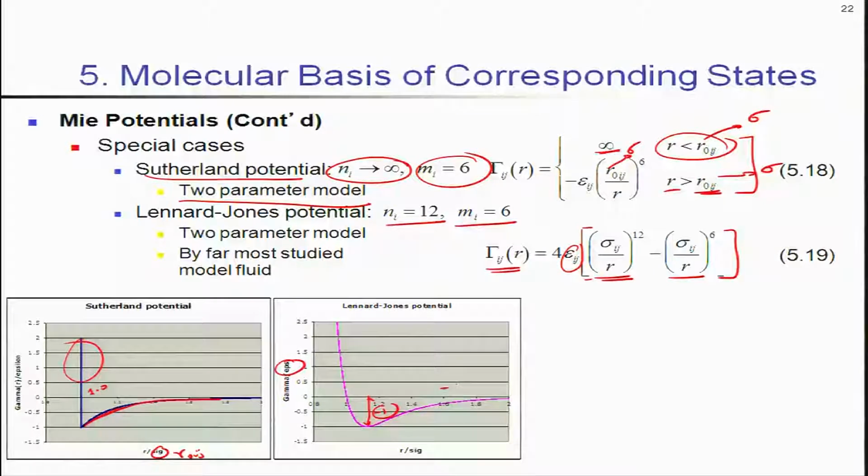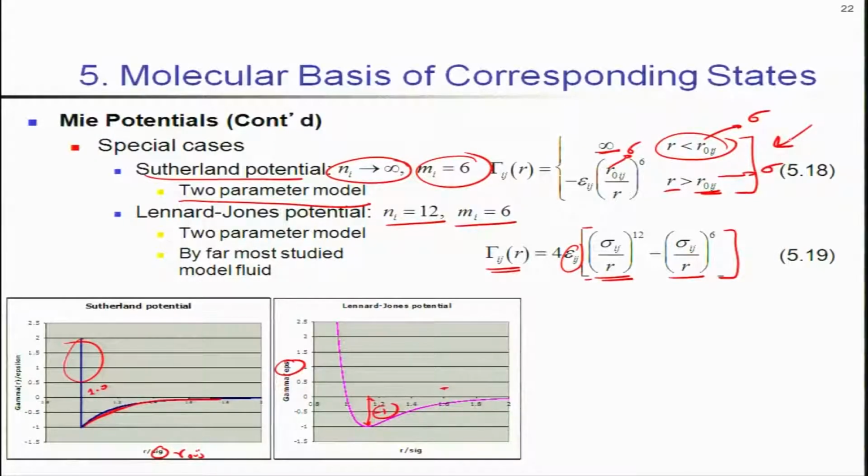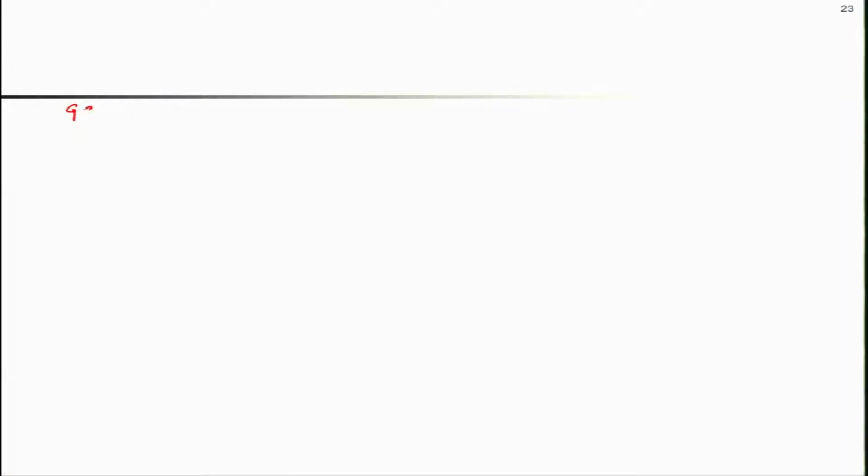Now, what we can do is we can actually try, using this potential model, to connect this potential model to the van der Waals equation of state, the virial coefficient. Let us first try to evaluate the virial coefficient for the Sutherland kind of potential. This is commonly used for gases. Again, we are worried about gases.